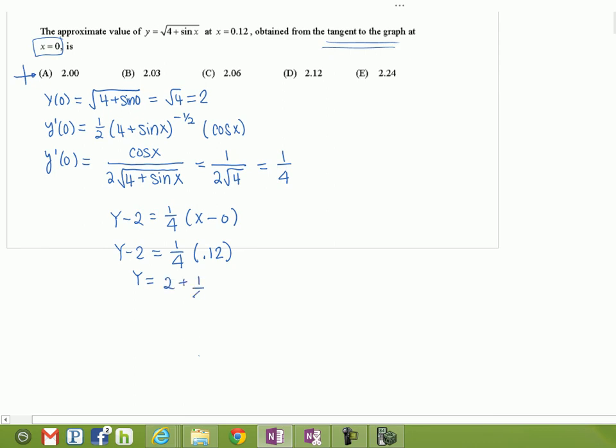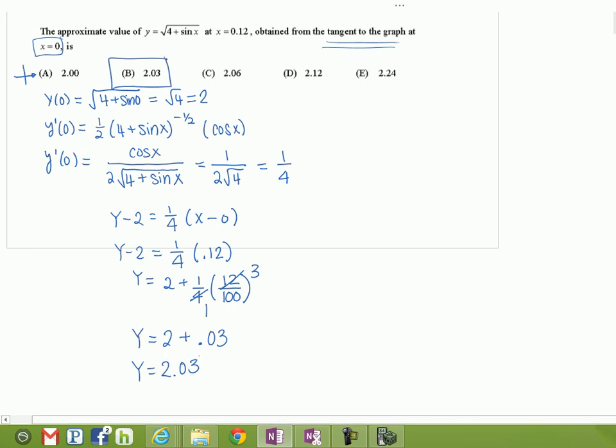2 plus 1/4. 0.12 is the same as 12 over 100. So that would be 3. So y is equal to 2 plus 3/100ths, which is the same thing as 0.03. Therefore, it's 2.03, which is letter B.